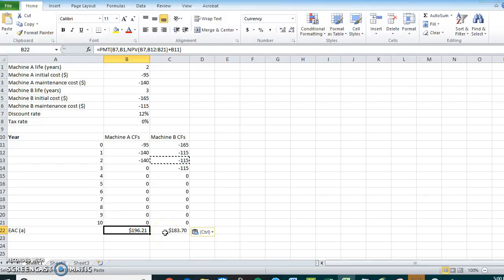Now for machine B, we do the same thing. Equal sign payment, parentheses, discount rate, comma, machine life, comma, NPV, open parentheses, discount rate, comma, your machine costs from year 1 to year 10, which in my case is C12 colon C21. Your cell references are going to be different. Close parentheses, plus your year 0 cost, close parentheses.